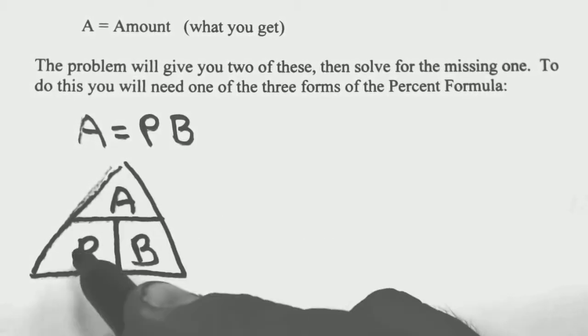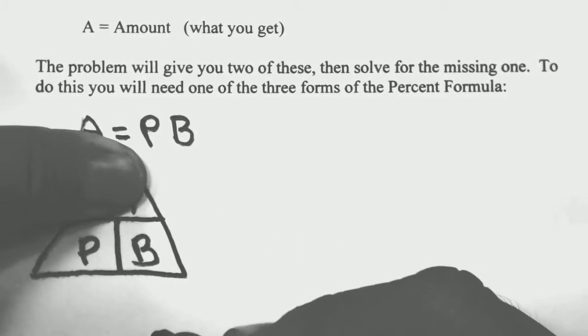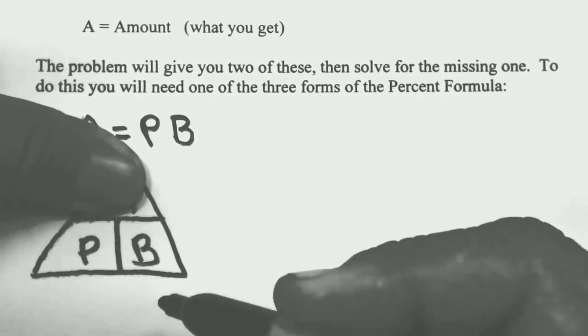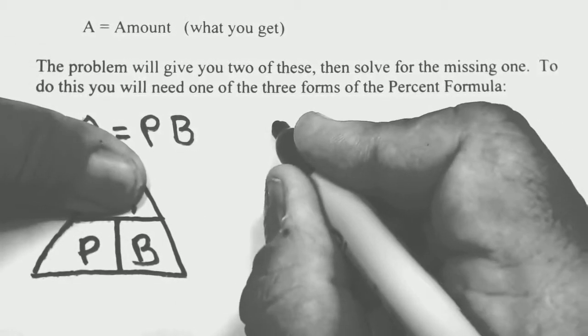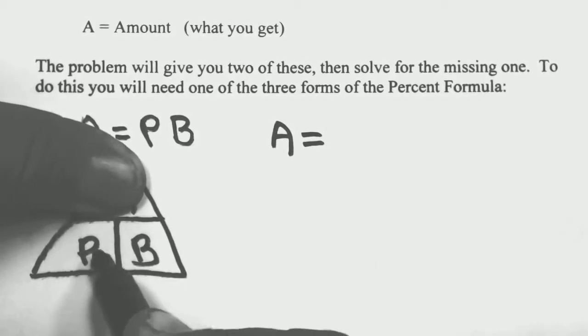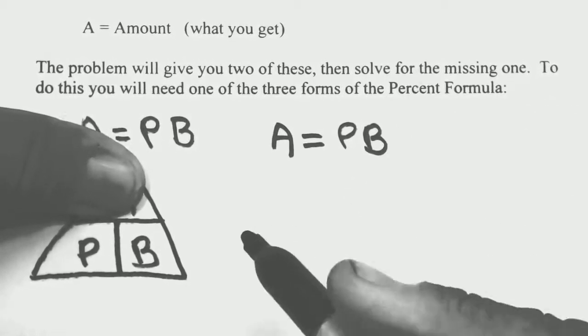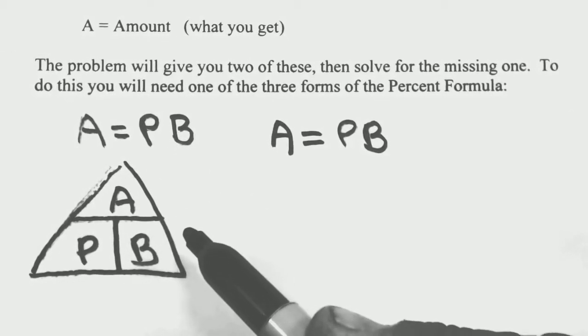Here's how you can make this little triangle work for you. Cover up the letter you're solving for. Let's say I cover up the A here. So I'm going to have A equals, well, see what we've got here? P and B next to each other. That means P times B. Well, that's exactly the original form.